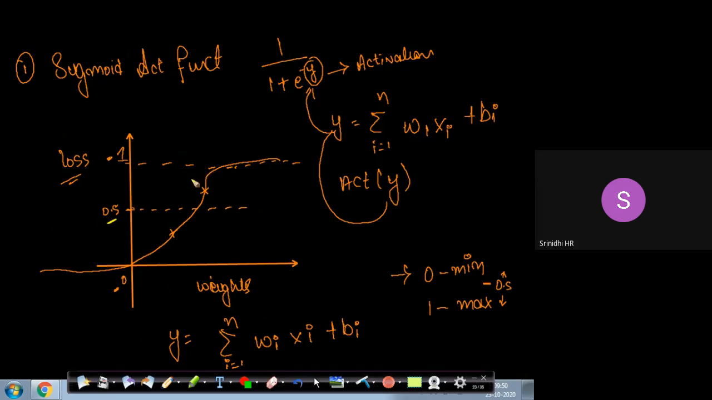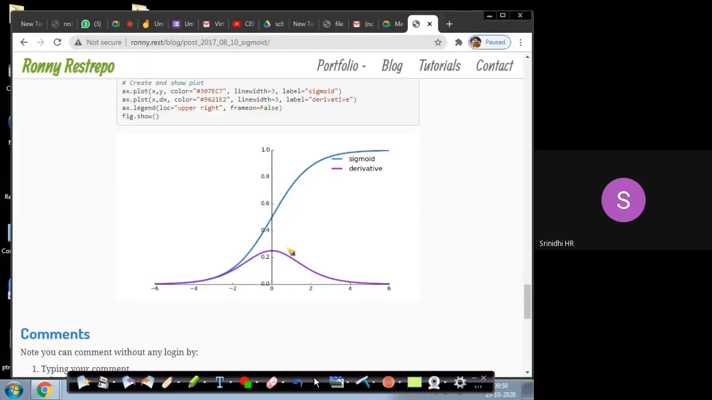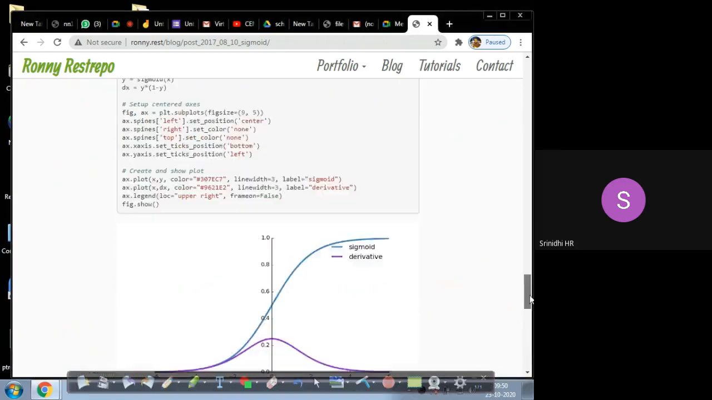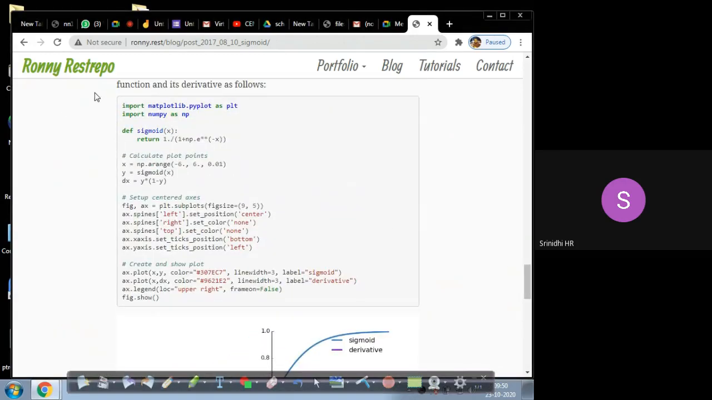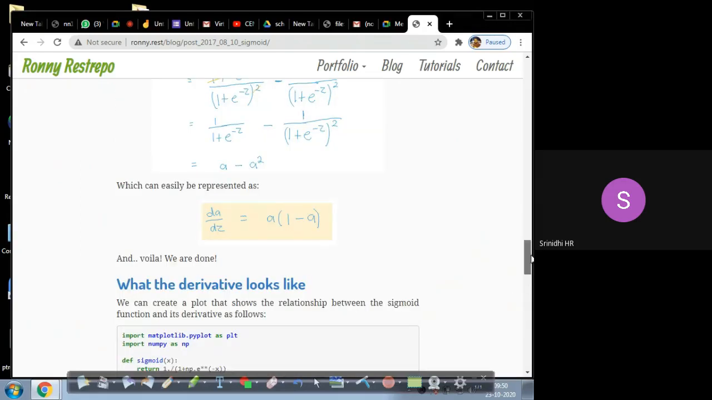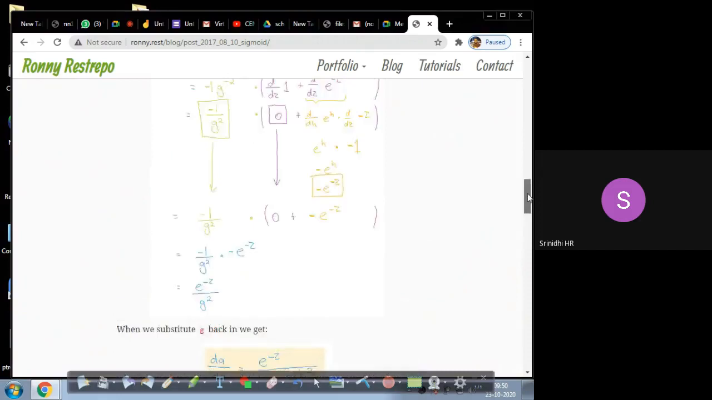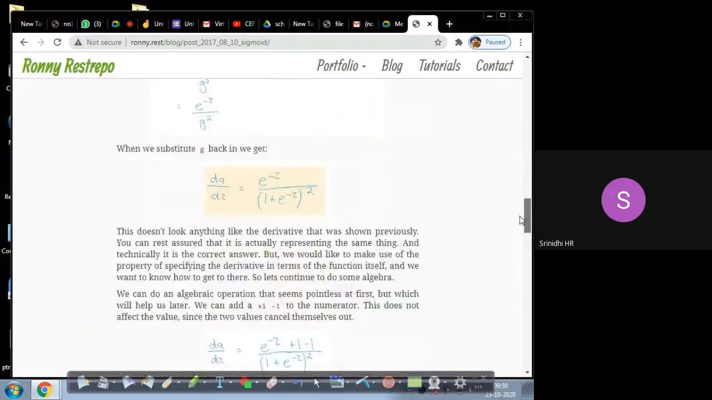Next, what is the formula for the sigmoid function? It is 1 divided by 1 plus e power minus z. How the derivation came, I showed you in a particular blog. Today after this class, please go to this blog. In this blog, he has clearly explained the derivation, how exactly the sigmoid function derivation came.